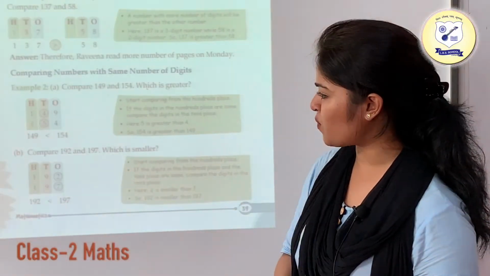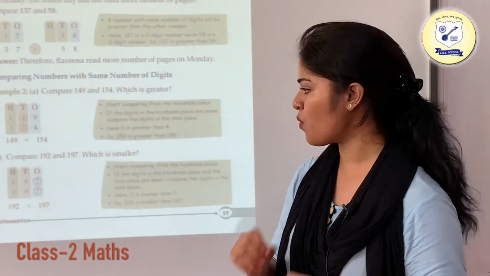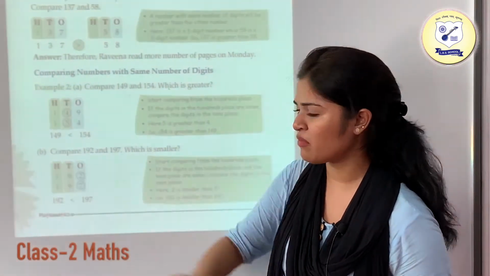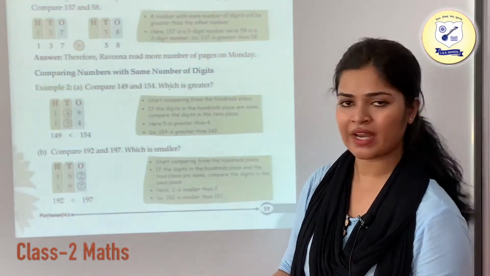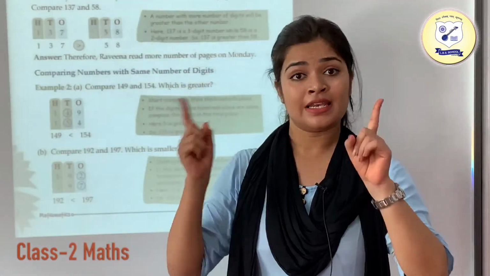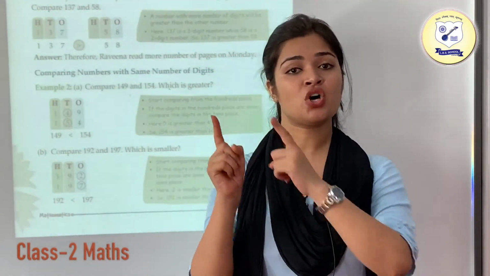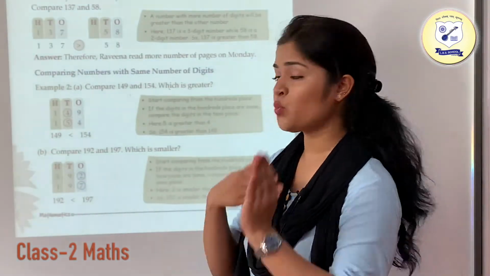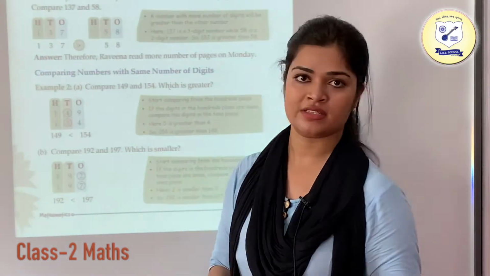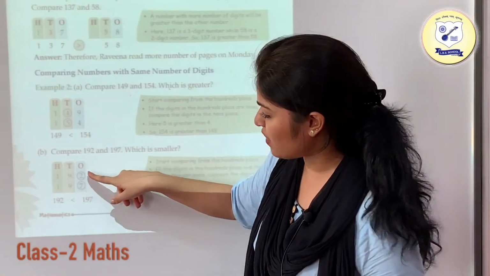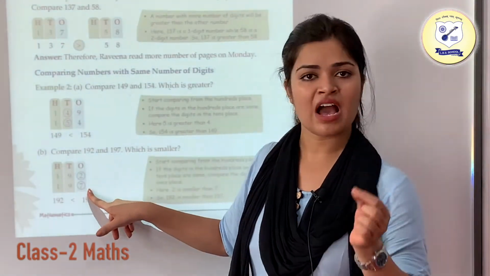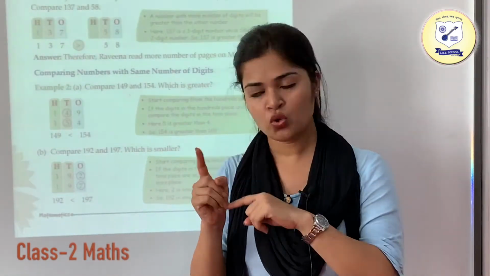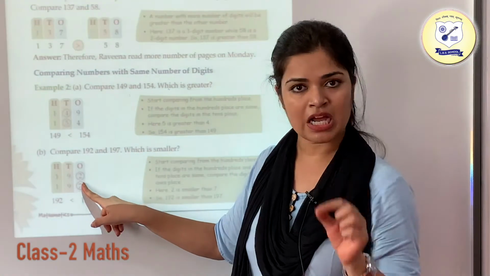so the next numbers are 192 and 197. Now just look at the hundreds place of these numbers, which is 1, which is the same. So just move to the next digit, which is 9. Now again we have the same digits on the tens place. You can see that 9 and 9. So we cannot judge from here. So we'll move to the next place value, which is ones. At ones you can see that we have 2 at this place and 7 on the other number. Since 7 is greater than 2, this is going to be the larger number.